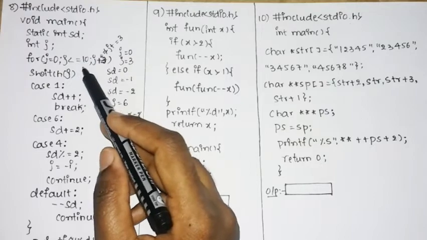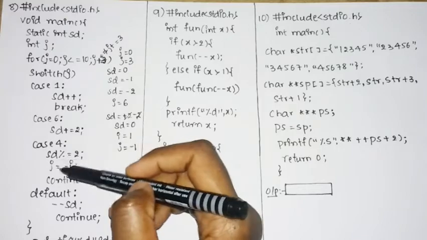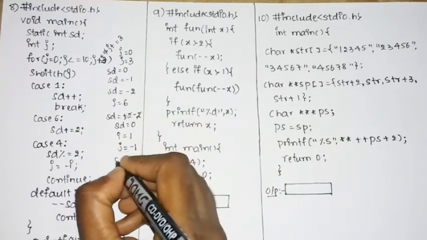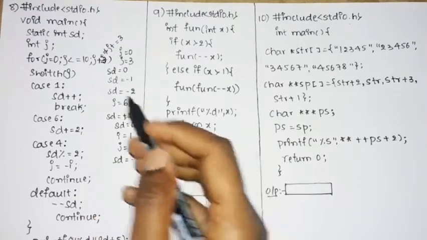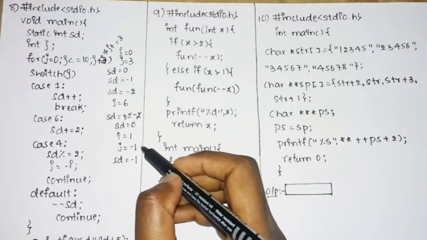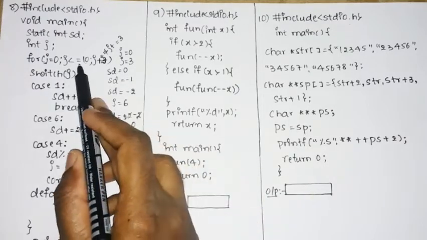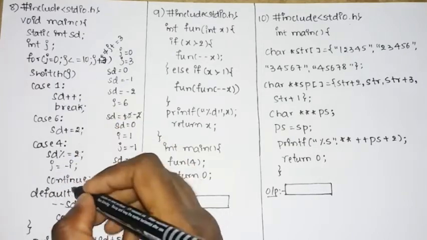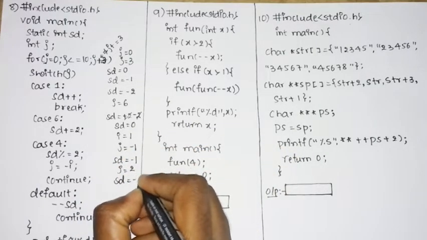Minus 1 is less than or equal to 10, the condition is true. Switch of minus 1. Here you can see there is no case with minus 1, so again default is executed. So again minus minus st, now st will be minus 1. Again, j is incremented by 3, so minus 1 plus 3, which will be 2. So j is equal to 2. Again 2 is less than or equal to 10, the condition is true. Switch of 2, there is no such case here, so again default is executed. The value is decremented by 1, therefore st equal to minus 2.